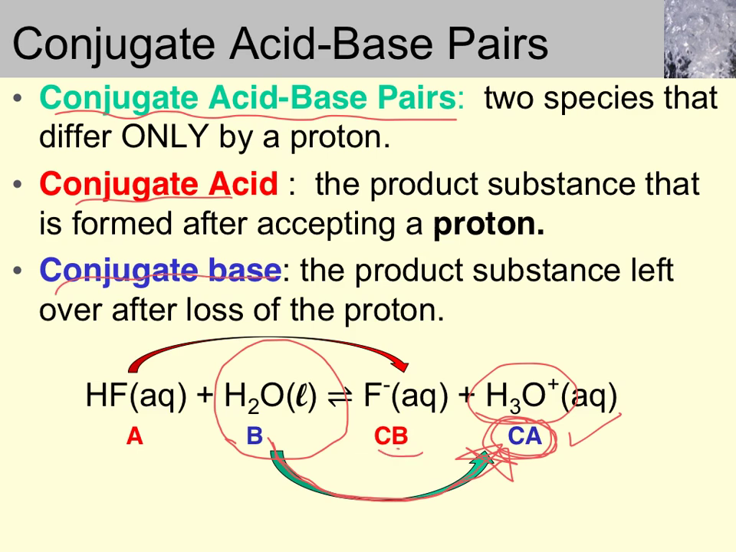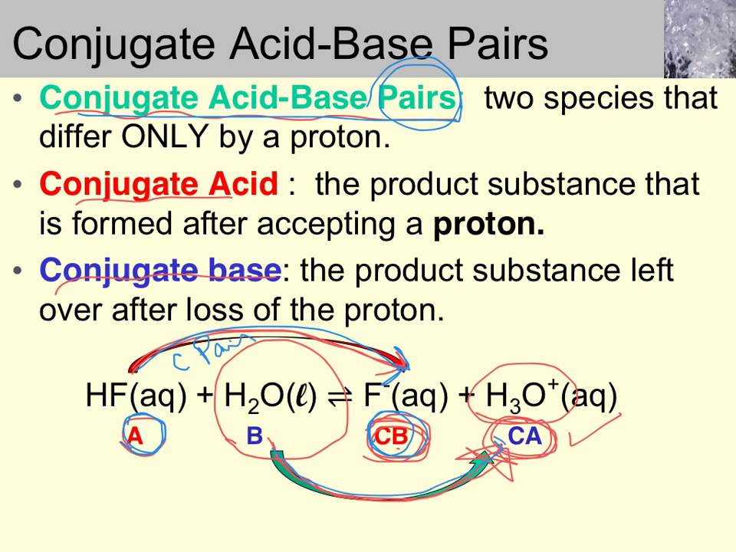Conjugate base, on the other hand, is what is left over after the original acid donates its proton. So the conjugate base always comes from the original acid. And so now we have something we call conjugate acid-base pairs, which you need to be able to identify. It always contains one acid and one base. So you hook them up. This is one conjugate acid-base pair. And this is the other conjugate acid-base pair.